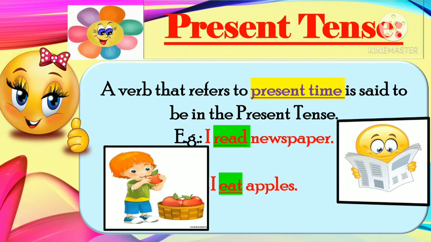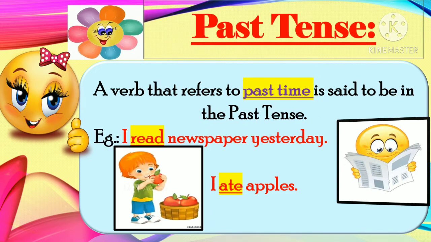Let's look at the second example. I eat apples. In this sentence, the verb eat is in present form. So, the sentence is said to be in present tense. Children, now let us discuss past tense. What is past tense, children?